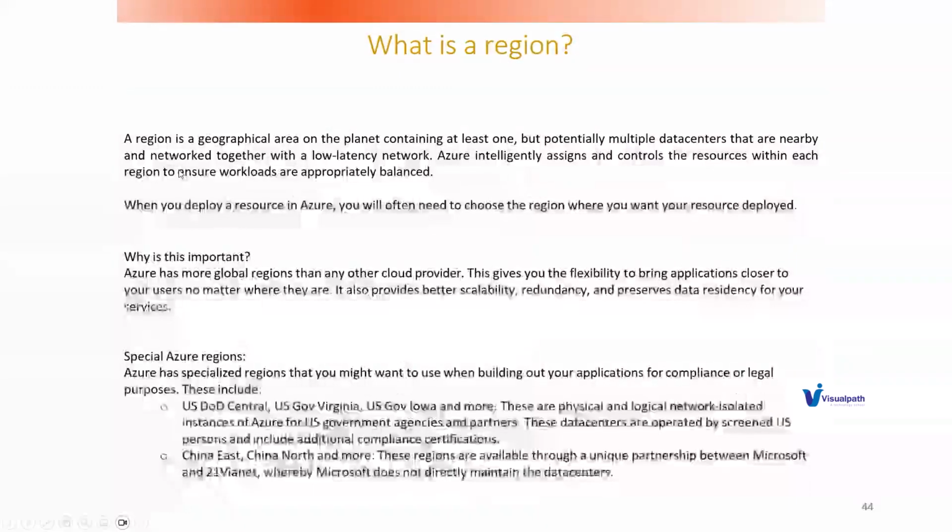Okay. Now, what is this one here? A region is a geographical area on the planet that contains at least one but potentially multiple data centers that are networked together. Azure intelligently assigns the resources within a region to ensure that workloads are appropriately balanced. There are some special Azure regions, like US Government Virginia and US Government Iowa. These are regions that public users cannot have access to. So this is what is called a region.